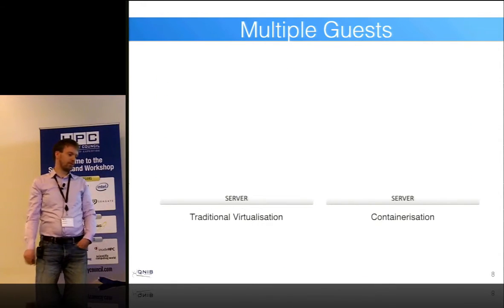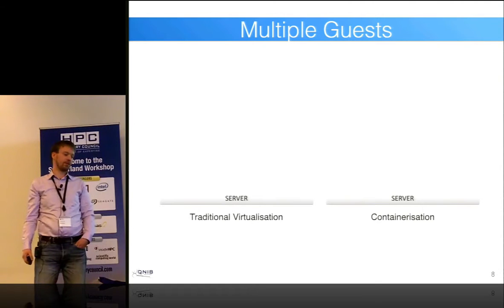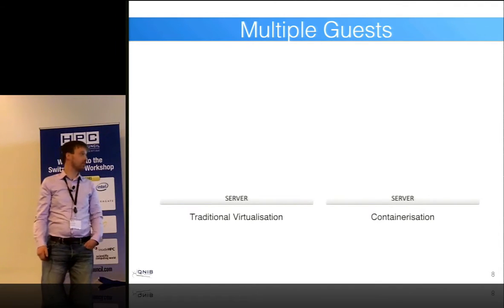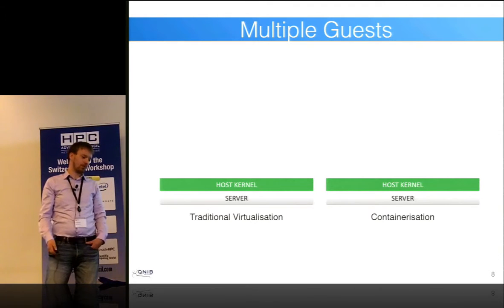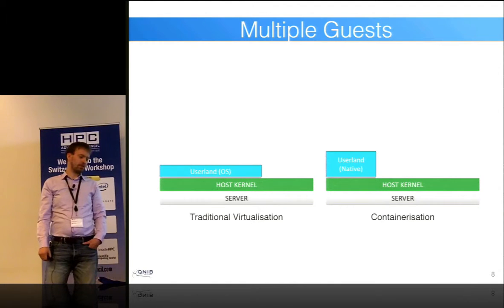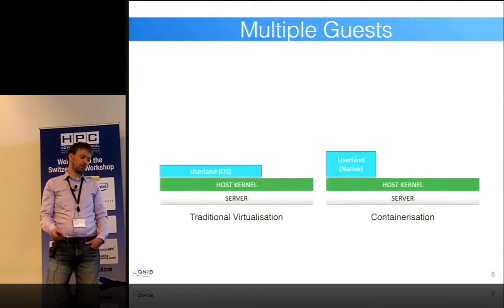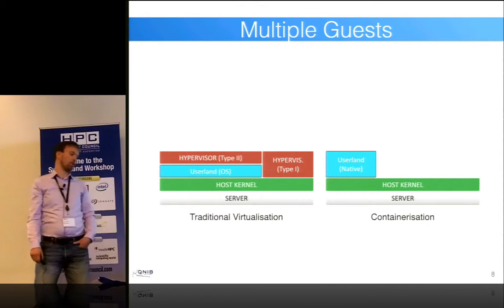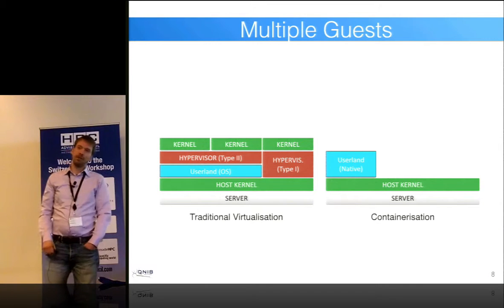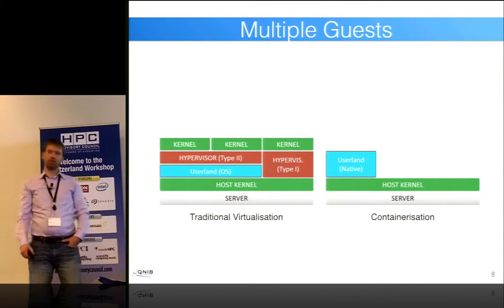And a quick view at the system level. So in traditional virtualization, in both cases, in containerization, we have the server and we have the host system, host kernel. And on top of those, we have the user lands, which are both of them comprising the operating system, I suppose. In traditional virtualization, we have 2 types of hypervisor. One is on top of the user land, which is type 2, and the hypervisor that encapsulates with the kernel is called type 1 hypervisor.